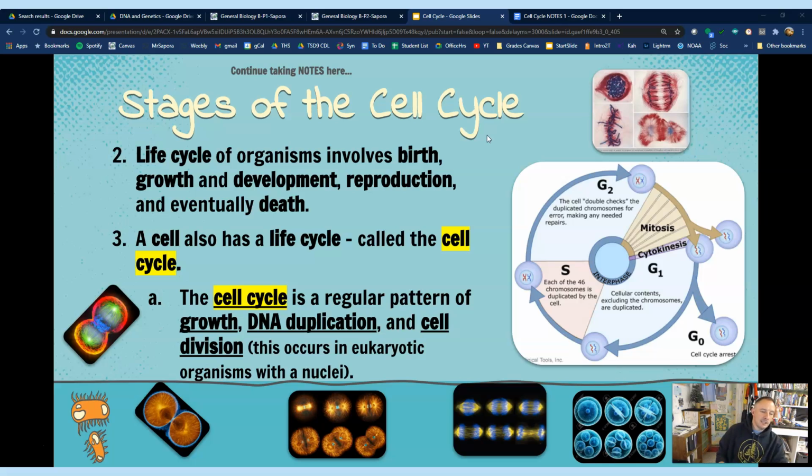Okay, the cell cycle is a regular pattern of growth, and birth, yes, and we'll talk about that. It's when cells divide. So a cell divides, and I guess that's birth. Whoever the original cell was would be the parent cell, and then you end up with what they call two daughter cells. So a cell divides, and then it's born, and then it grows, it gets bigger.